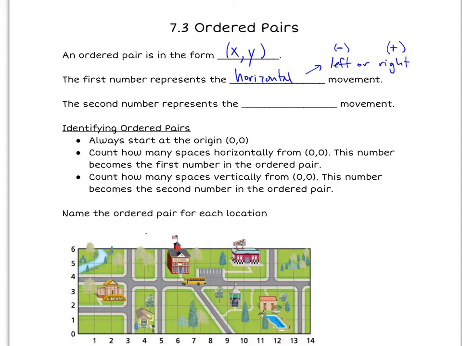The nice thing is, a lot of the grids you're going to use are going to have numbers on them, or at least some of the numbers, so you just have to make sure you're following the correct signs. If the first one's horizontal, the second number represents vertical, which would be up or down. Up is positive, and down is negative. Again, we're going to live in the positive world for a little while, so you don't have to worry.